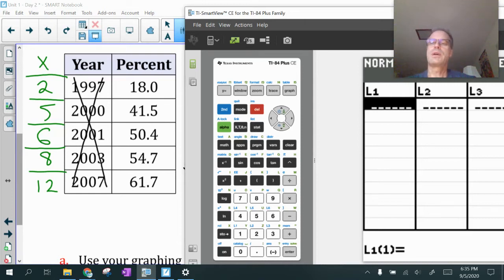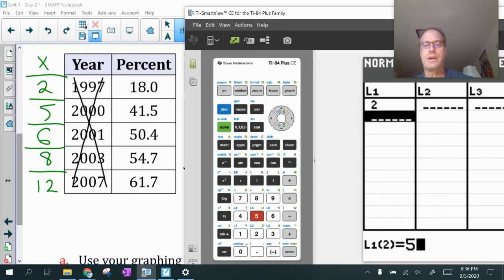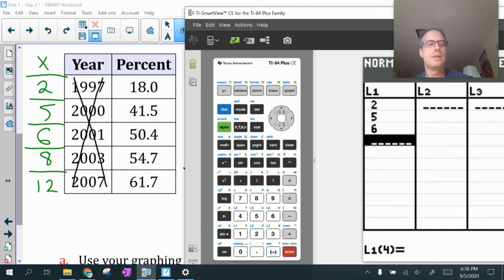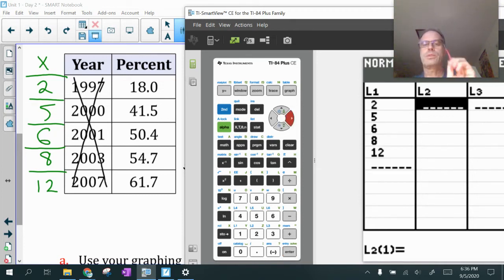Now, again, notice I am going back to the data that I've adjusted my years. So I'm going to say it's going to be 2, then 5. Whoops. Apparently it didn't take the enter. There you go. 2, 5, 6, 8, and 12. Now I've entered my x coordinates. Now let's go about pulling back and getting your y coordinates.